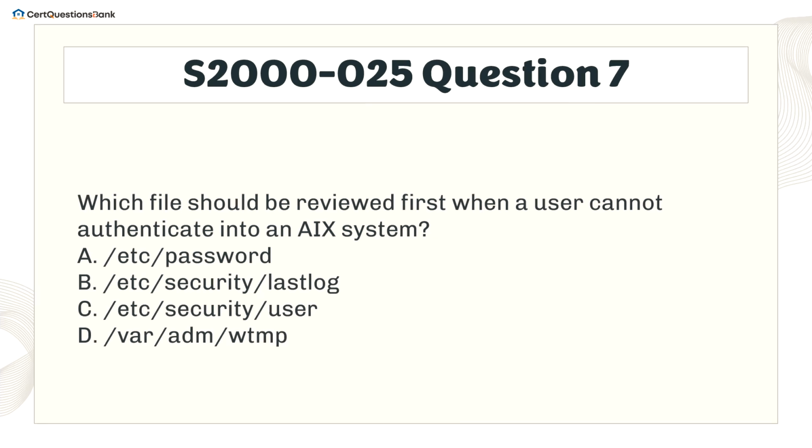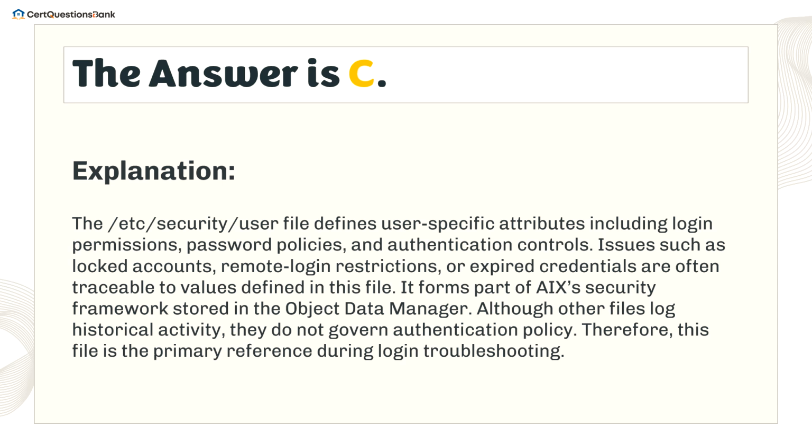Which file should be reviewed first when a user cannot authenticate into an AIX system? A. /etc/passwd. B. /etc/security/lastlog. C. /etc/security/user. D. /var/adm/wtmp. The answer is C.